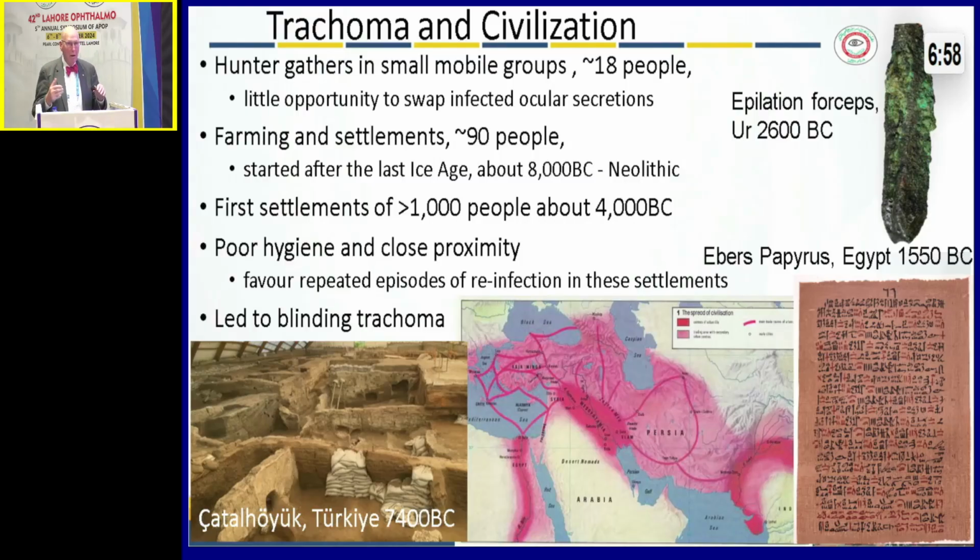And trachoma became a problem with civilization. With hunter-gatherers 10,000 years ago, people living in small groups of about 18 people, nobody had trachoma. But 8,000 years ago, when the farming settlers started, that's when people started to come together. And we had the first reports of trachoma, the epilation forceps from 2,500 BC, the Ebers papyrus from 1500 BC in Egypt.